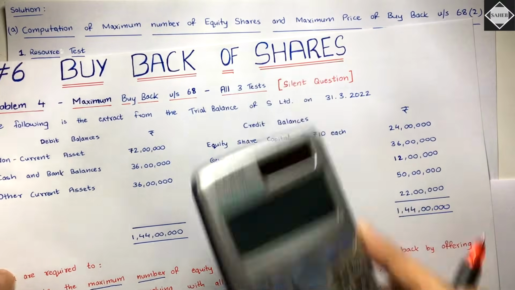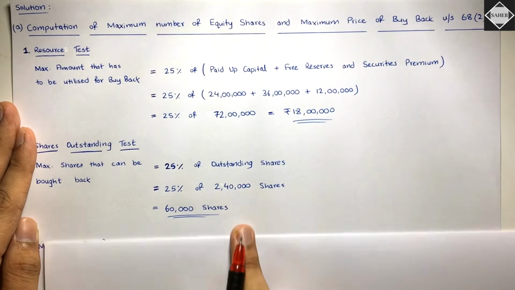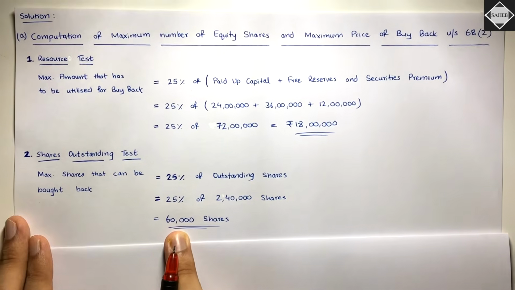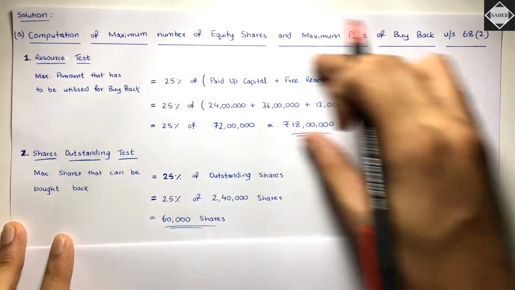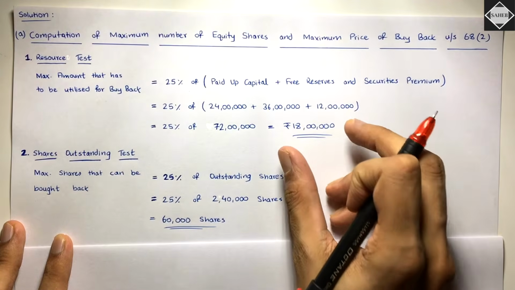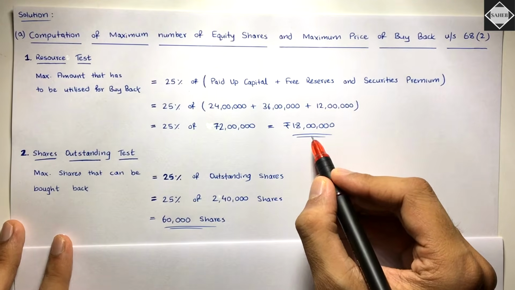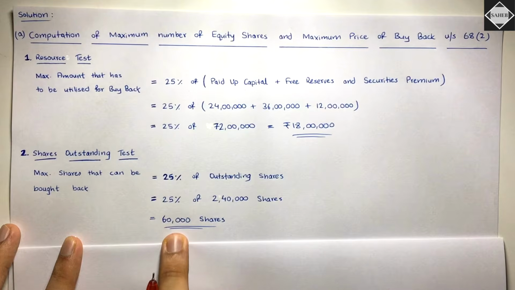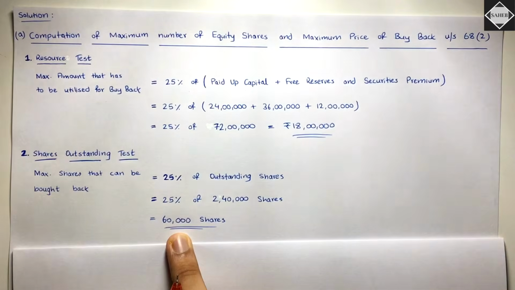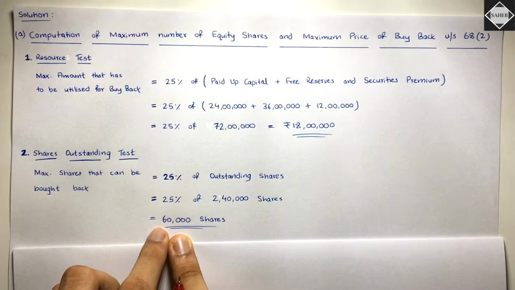Okay, you are completed with the shares outstanding test. It's really simple. 25% of outstanding shares, 25% of 2,40,000, that gives you 60,000 shares. Simple and straightforward. Okay, is that clear? First we did resource test and we calculated the maximum outflow that can happen: 18 lakhs, the maximum amount that can go out of the company for buyback. Is that clear? Yes. How many maximum shares we can buy back? 60,000 shares according to this shares outstanding test, not as a whole section 68. Just according to shares outstanding test. Okay, how much? 60,000 shares.